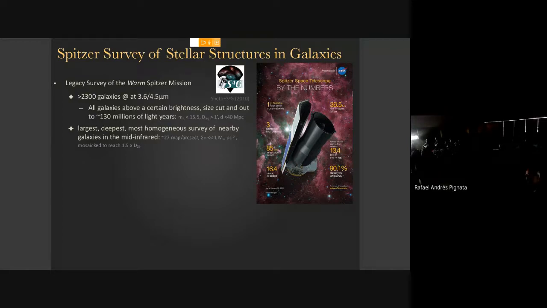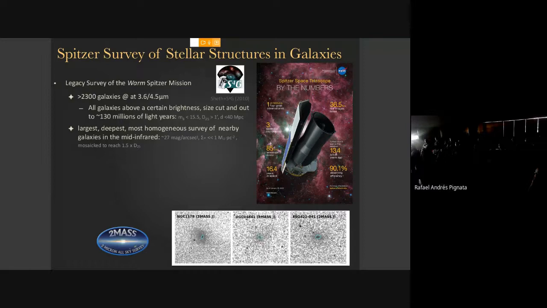And basically, it goes down to 1 solar mass per parsec squared. So this is incredibly deep. It is not something that we can do from the surface of Earth easily. So this was done with Spitzer, when it was already the warm Spitzer mission. So the cryogenic mission had already stopped, but it was still possible to use these warm bands. And it really does represent the largest, deepest, most homogeneous survey of nearby galaxies, going out to 40 megaparsecs, more or less, out to Virgo.